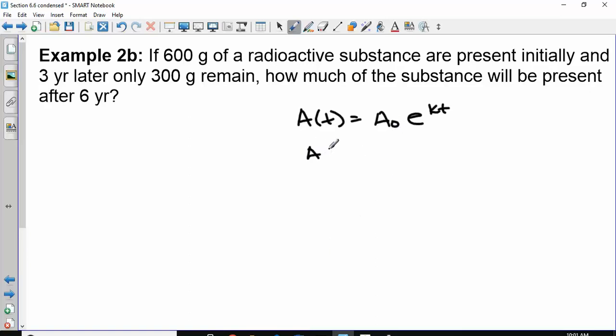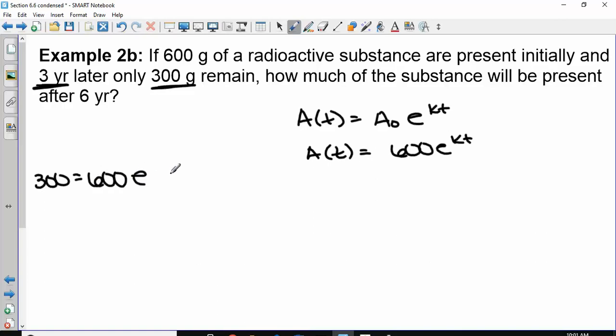What's my A sub 0? 600. That's the starting amount. So we have to find k. How would we do that? We know the time is 3 years, so we can plug in the stuff. 300 grams would be my ending amount. So 300 equals 600 e to the k times time, which was 3.